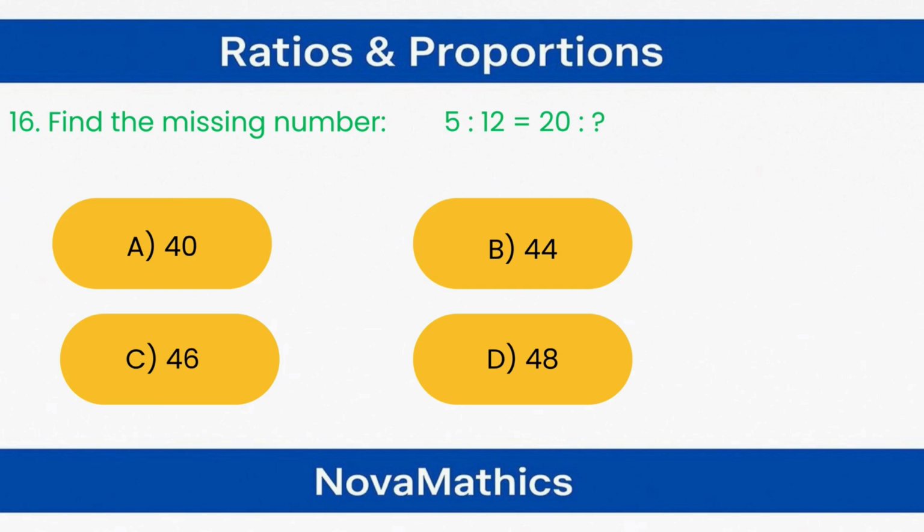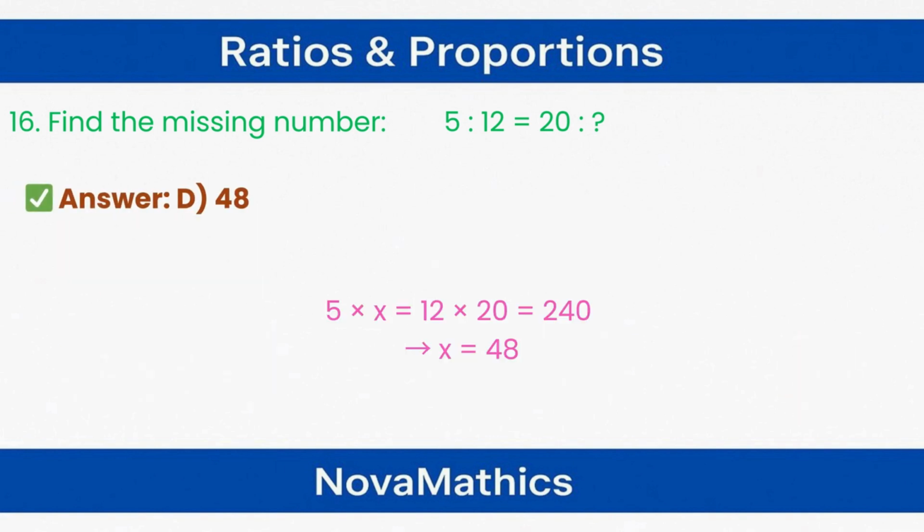16. Find the missing number. 5 to 12 equals 20 to what? Correct answer is 48. 12 times 20 is 240. Divide by 5. X is 48.